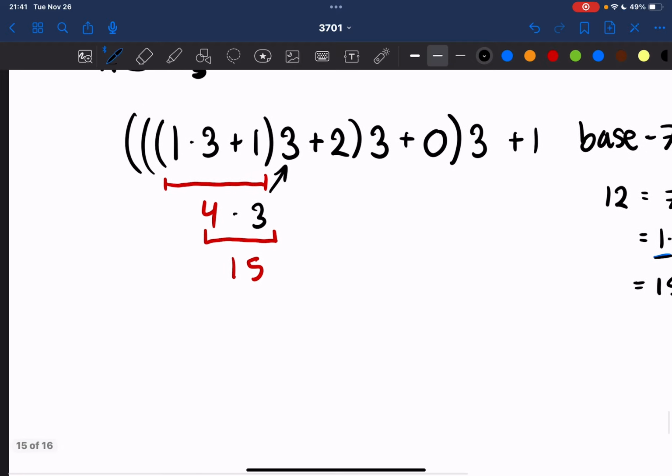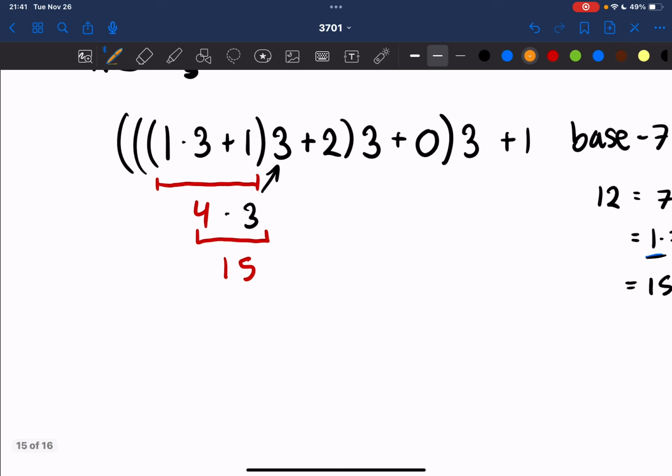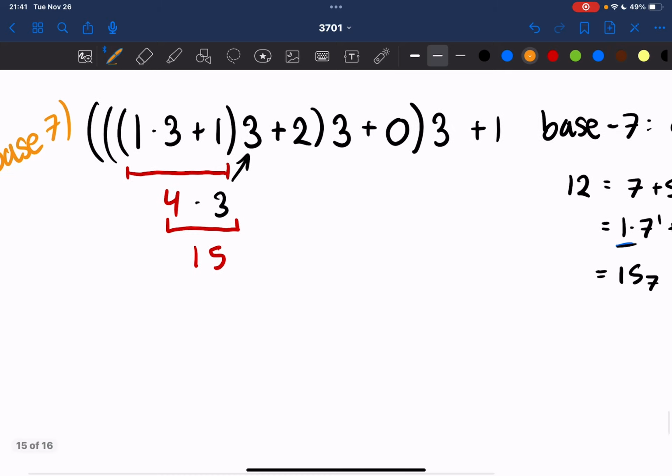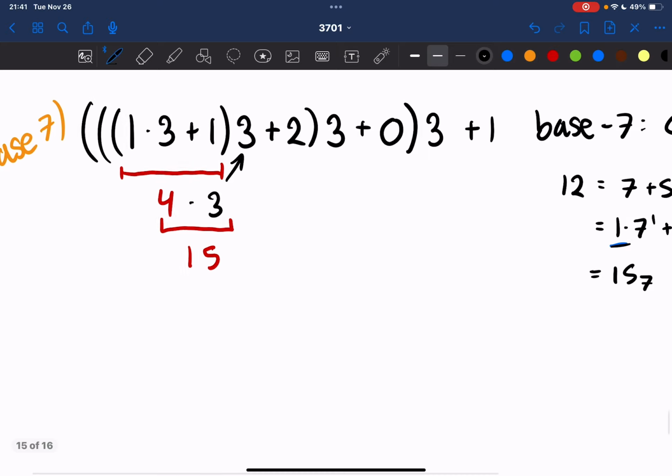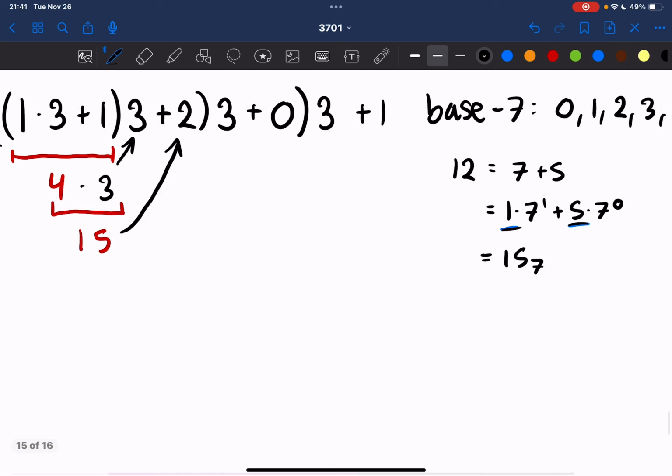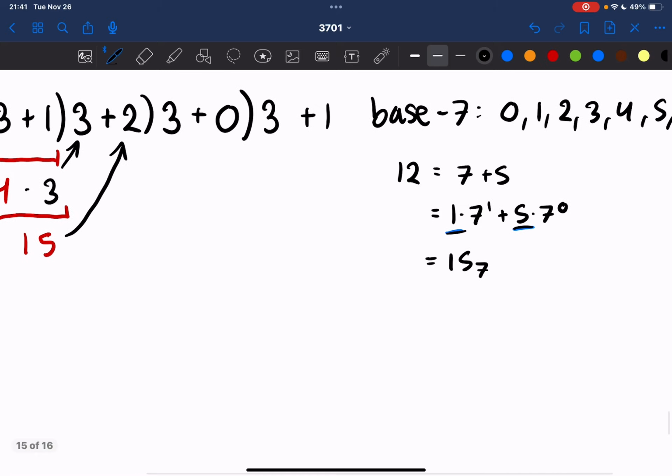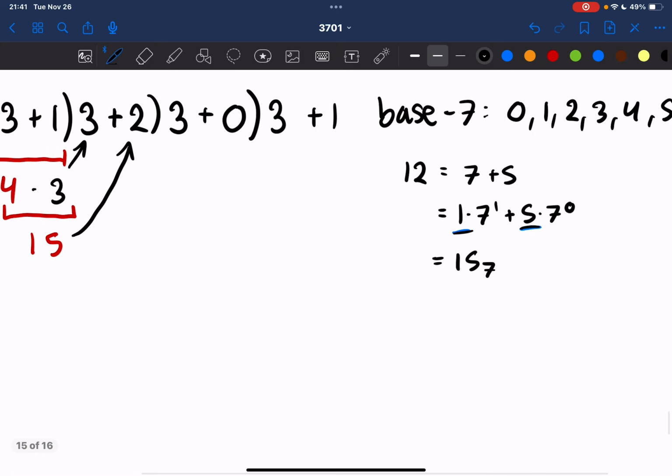Because all of this that we're doing right now is in base 7. So let's just make sure that we know that. So base 7. And then what's next? Okay, we add 2. Now, we could add 2 in base 7, or I'll just, remember 15 base 7 is actually just 12. So what's 12 plus 2?